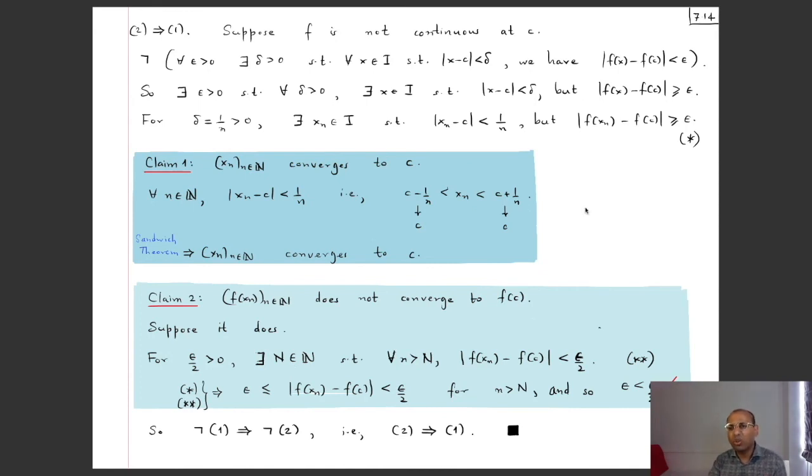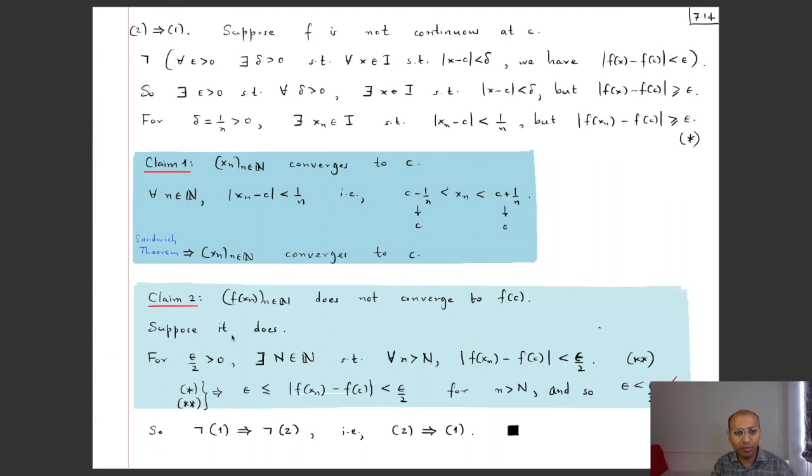But I know that the distance of f of xn to f of c always stays above this epsilon. So if I choose some distance smaller than epsilon, say epsilon by 2, then I can never get closer than epsilon by 2, because the distance is always bigger than epsilon, so it can never become smaller than epsilon by 2. So that's going to be the source of our contradiction. So suppose that f of xn does converge to f of c, and we'll arrive at a contradiction.